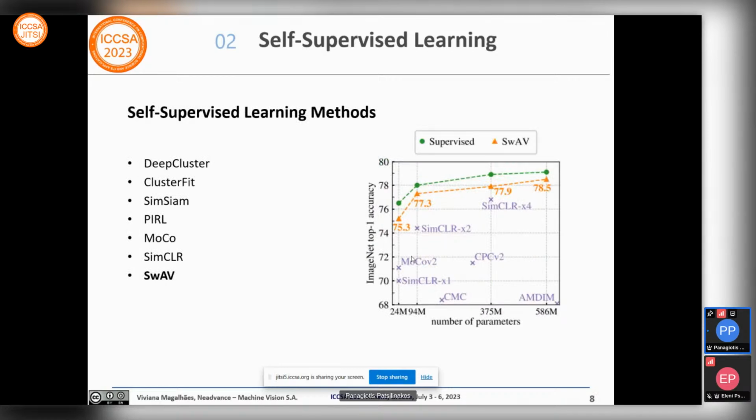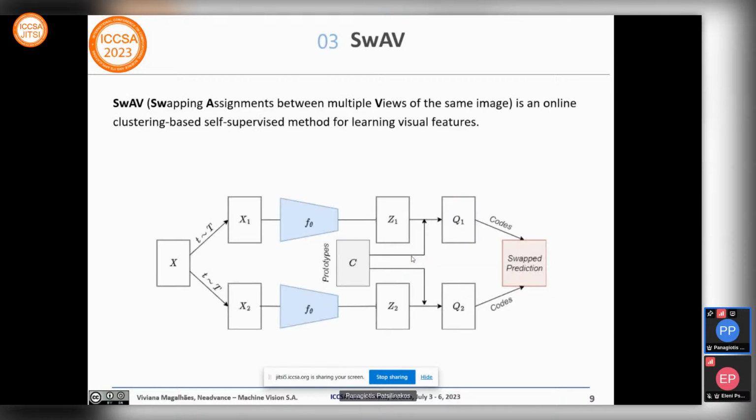After a long study of different types of self-supervised learning methods, at the time, SwAV was the one that had better results. And so it was the model used in this work. SwAV means swapping assignments between multiple views of the same image. This model was proposed by Mathilde Caron. It's an excellent paper that is referenced in my paper. If you want to know more detail, I'll just give a brief explanation.